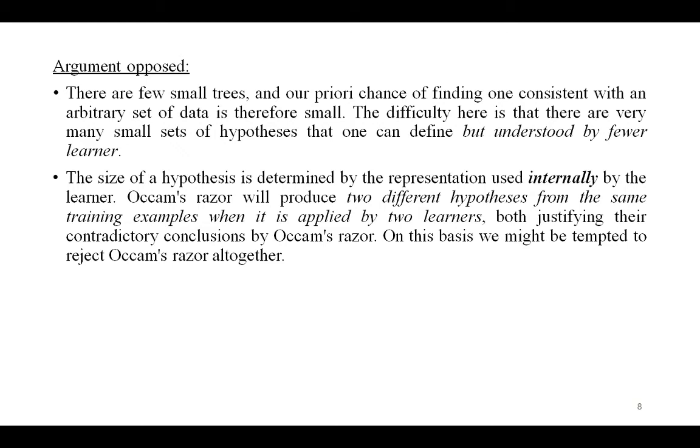So that will use the decision attribute. Suppose we consider A1 at the root node, and test attributes A2 through A11 in numerical order. So there are relatively very few such trees, and we might argue that there is a prior chance of finding one consistent with an arbitrary set of data. So it is very small.